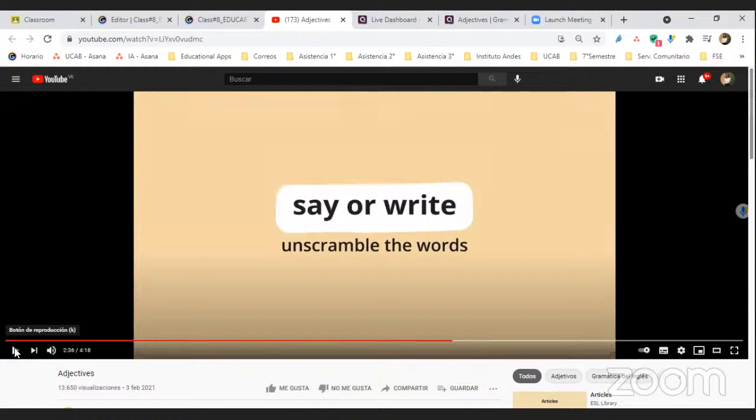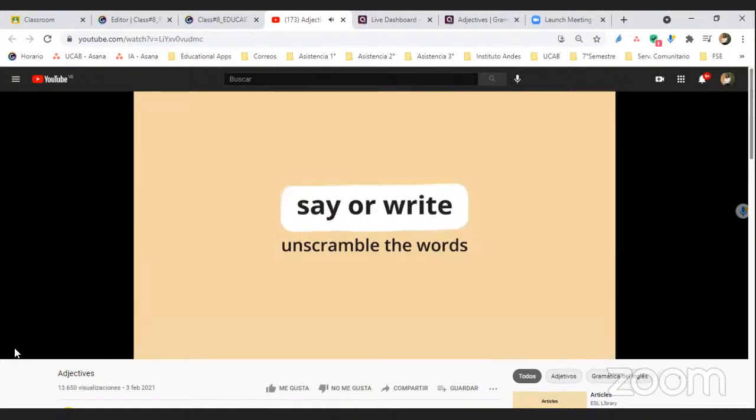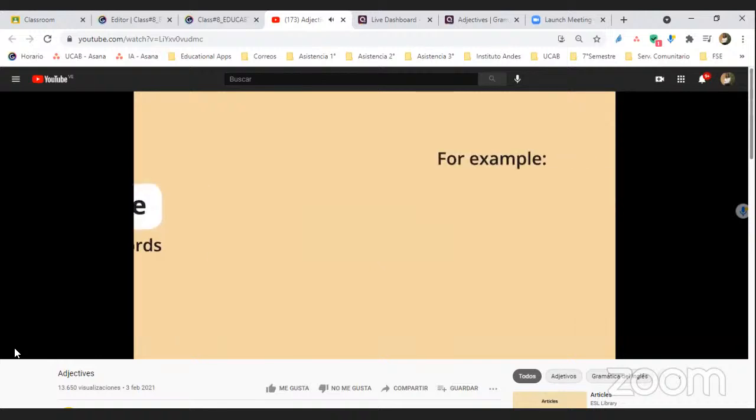You have to unscramble the words in order to make a complete sentence, okay? I'm going to call you out in the participants list, so you can tell me through the chat how the sentence should go. Maybe you can open your microphone too. You can turn on your microphone too and tell me the answer, okay? So let's begin.